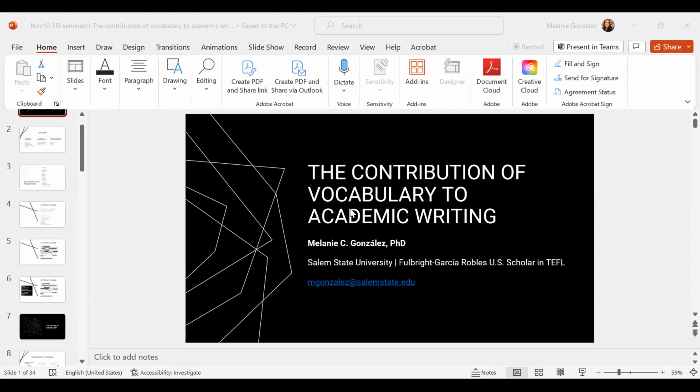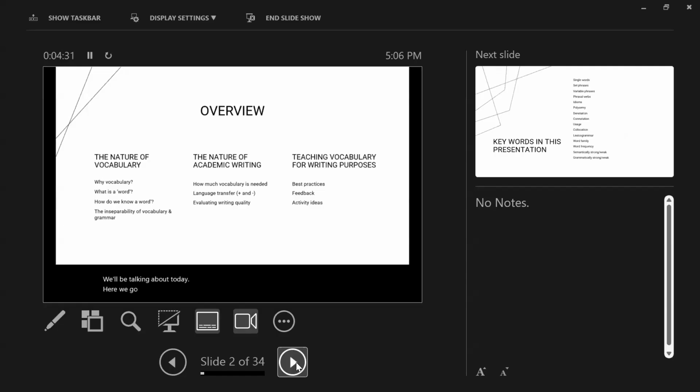So just an overview of what we'll be talking about today. First we'll start out with the nature of vocabulary, then get into the nature of academic writing, and then bring it all together on why vocabulary is really important and central to academic writing in a new or additional language. We'll talk a little bit about defining what a vocabulary item or a word is. We'll talk about how we know that we know a word and its meaning, and how that informs academic writing. How many words do we actually need to know to write well for academic purposes? And we'll talk at the end about some activity ideas, best practices, and recommendations for you should you teach academic writing.